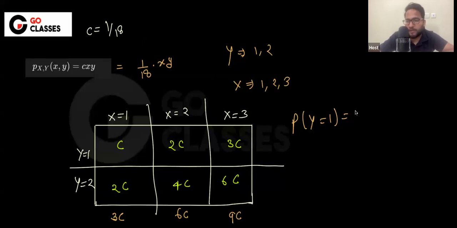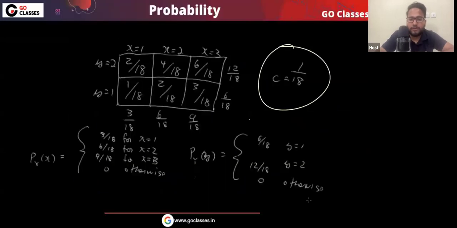Yes. So it will be 6c, right? Similarly, what is the probability that y is being 2? You just need to add all of this. This will be 12c. So like that, you can find out the marginal probabilities also. So it is, I think, easy enough. Now let's just move to the next question.